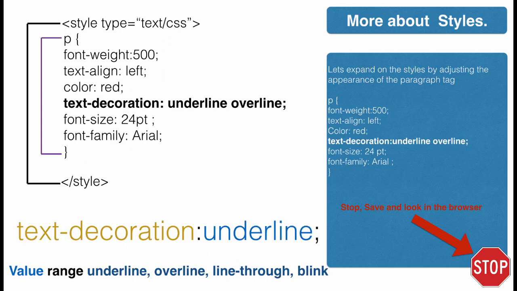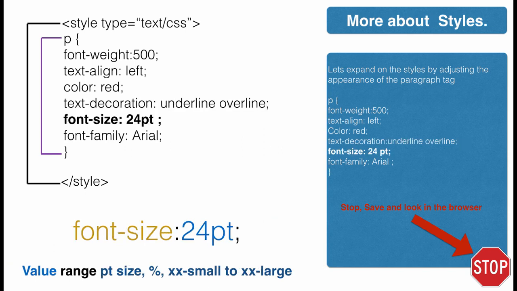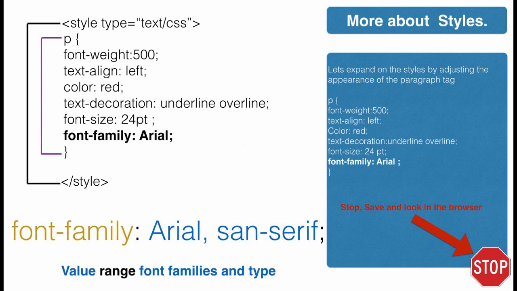We're going to use something called text decoration, and two of its values are underline and overline. I can then set the size of my font using the font-size attribute, and I can also select the font family as well. In this case, the font family is Arial.